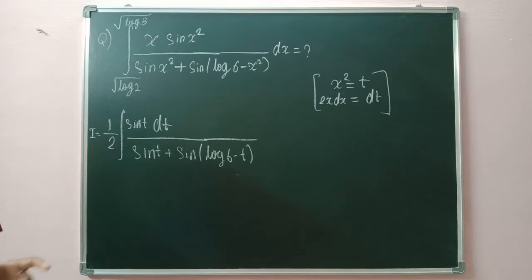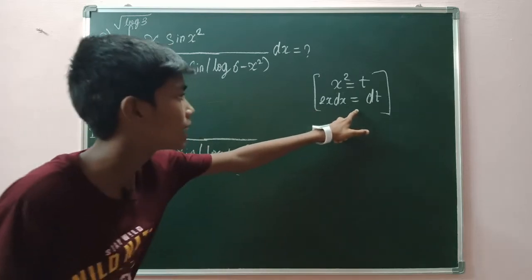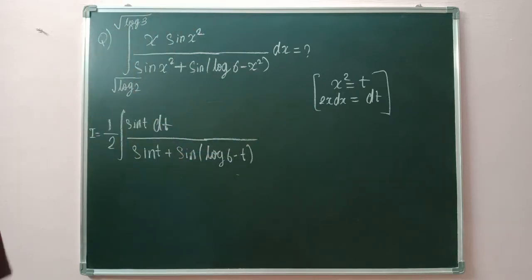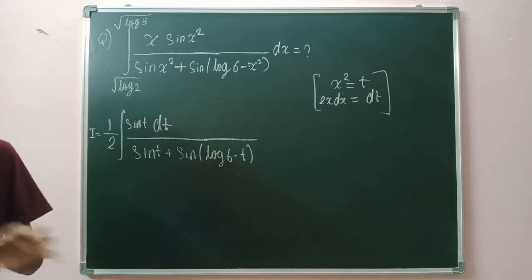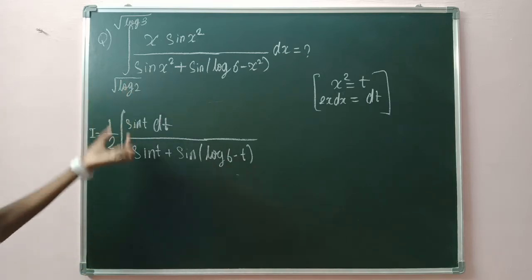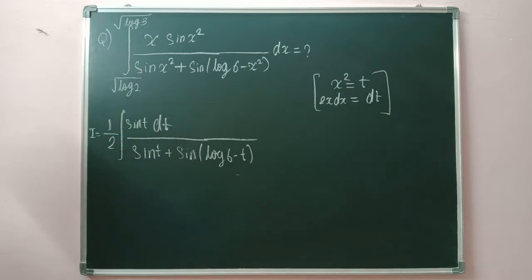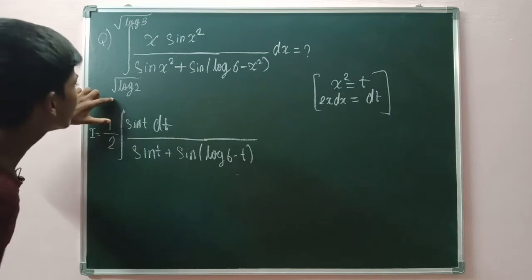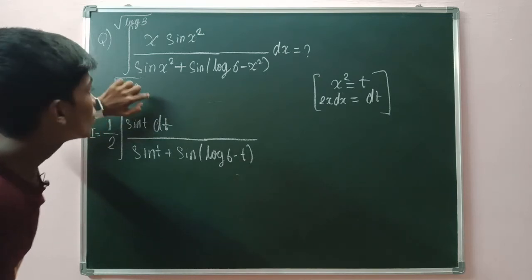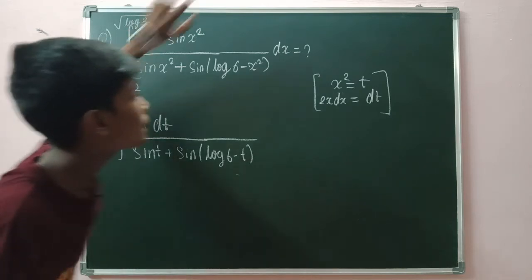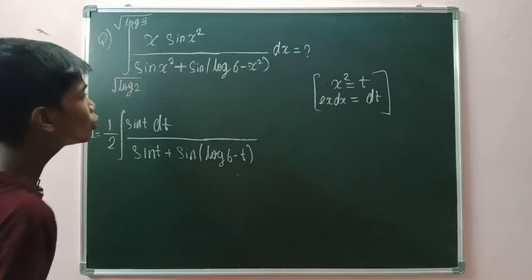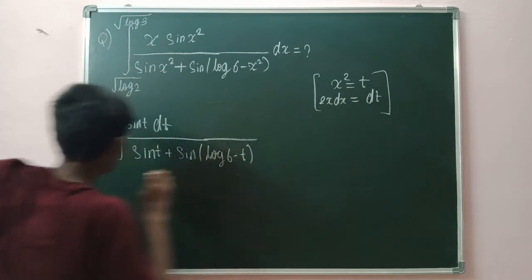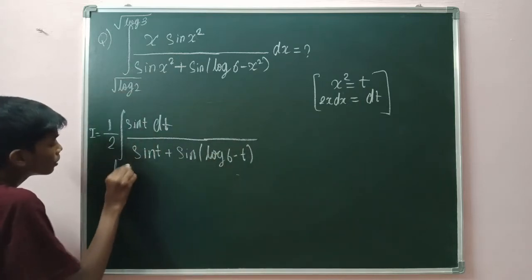Never ever commit this. Whenever you use substitution, you are supposed to change the limits, and that is very important. You can't write the same limits. So how will you change the limits? It's very simple. When you consider the lower limit, I am having root of log 2. Put this value in place of x. Then you get root of log 2 whole square, which is log 2. So the value of t is log 2 for your lower limit.